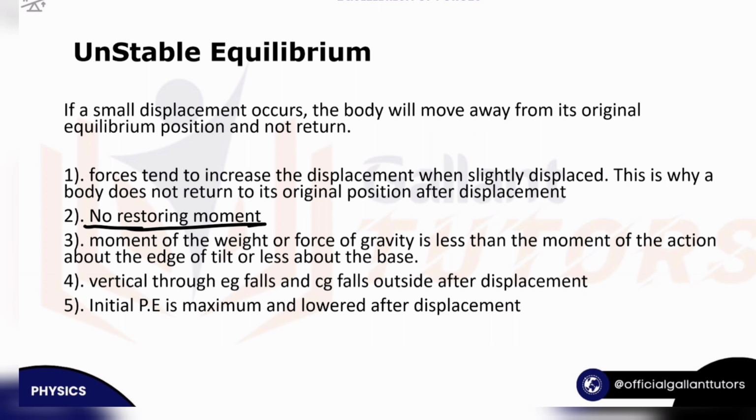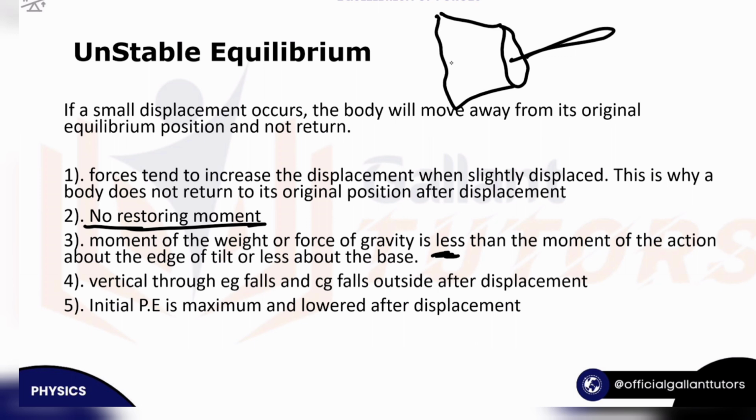In unstable equilibrium, there is no restoring moment. And also, the moment of the weight or force of gravity is less than the moment of the action about the edge of tilt. Forces tend to increase the displacement. Now, look at this. If I tilt, if the bed is like this.